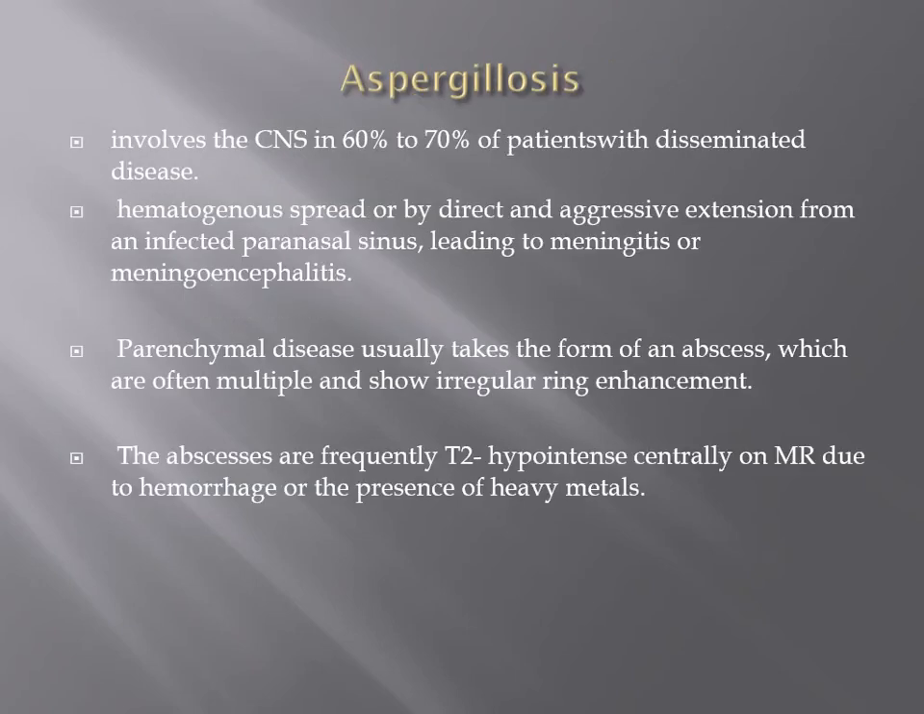First, aspergillosis involves the central nervous system in 60 to 70% of patients with disseminated disease, by hematogenous spread or by direct aggressive extension from the infected paranasal sinus, leading to meningitis or meningoencephalitis. Parenchymal disease usually takes the form of an abscess, which is often multiple and shows irregular ring enhancement. The abscesses are frequently T2 hypointense centrally on MRI due to hemorrhage or the presence of heavy metal.